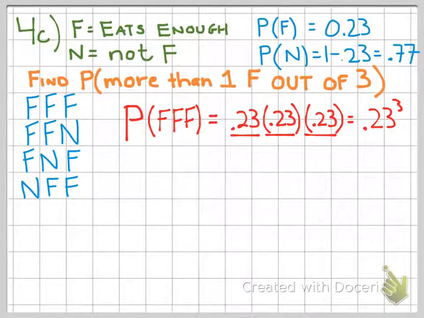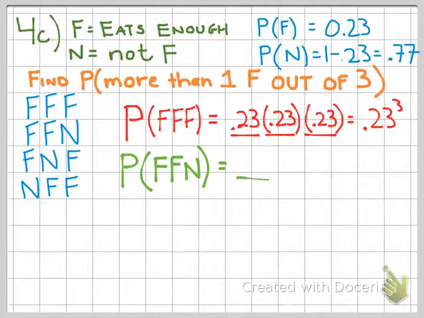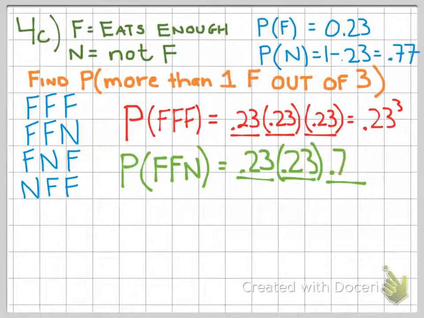Now next, I want to find the probability of FFN. So to find that probability, I do 0.23. The first person has a 0.23 chance. The next person has a 0.23 chance. And the third person has a 0.77 chance.